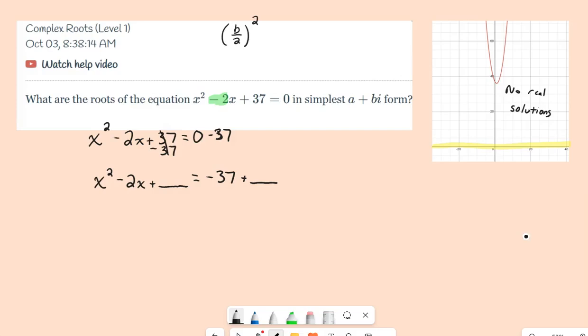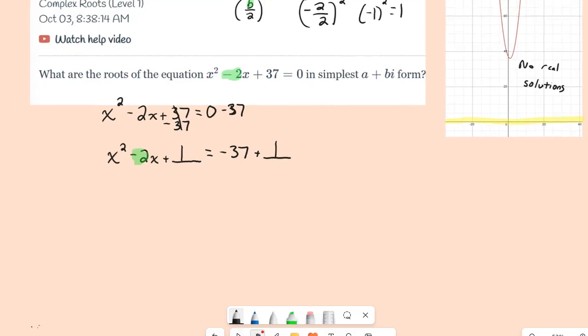And to get that mystery value, we look at that b value. In this case, the b value, again, is -2. So we're going to do -2 divided by 2 squared. -2 divided by 2 is -1. -1 squared is just 1. So positive 1 is going to be what we put in these mystery spaces.